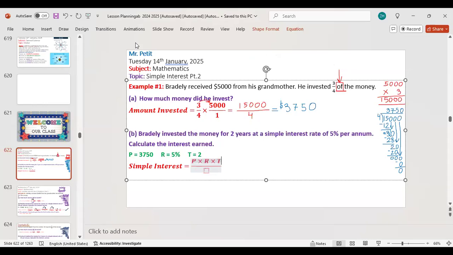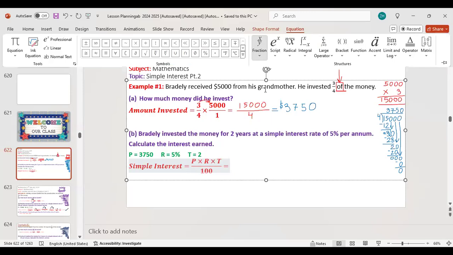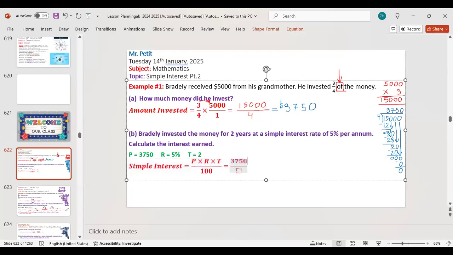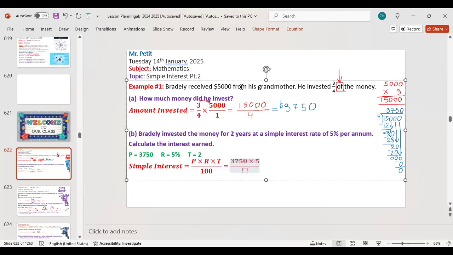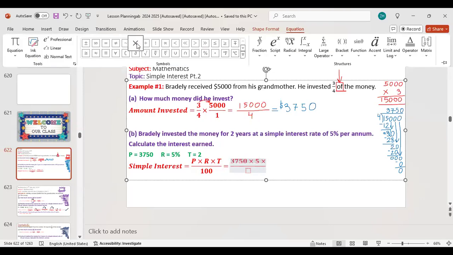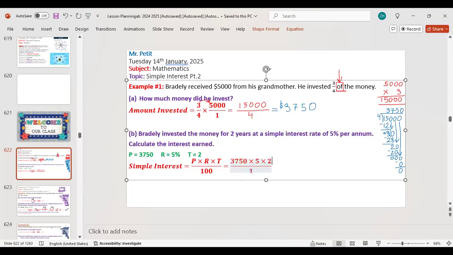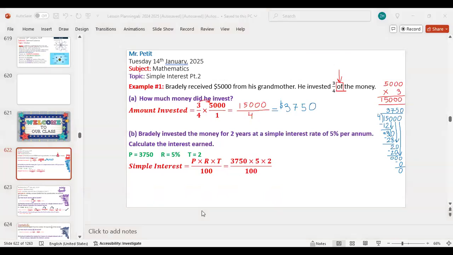Okay, all over 100. It's gonna be equal to, what is the principal? We said the principal was 3,750. We said the rate was 5. Very good. And the time was 2. And so we're gonna put it all over what? 100. Very good. I think we're just gonna cancel at this point. So what are we gonna do?